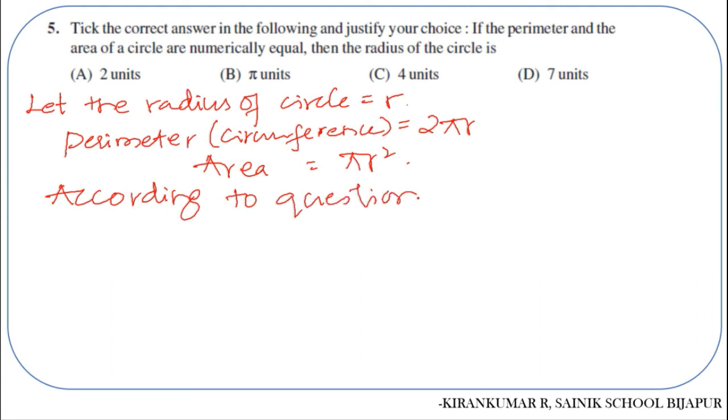According to the question, the area and the perimeter are numerically equal, so 2 pi r will be equal to pi r square. Pi will get cancelled, r and r will get cancelled. We get the radius as 2 units. So the answer is option A, 2 units.